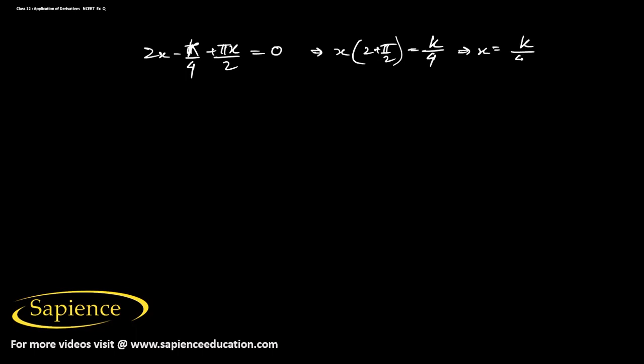So it means that 2x minus pi minus K by 4 plus pi x by 2 should be equal to 0. So x into (2 plus pi by 2) should be equal to K by 4. So x will be equal to K by 4 into 2 by (4 plus pi). So 2 to the 4. So now therefore x will be equal to K by 2 into (4 plus pi).